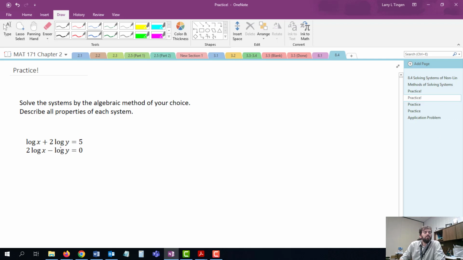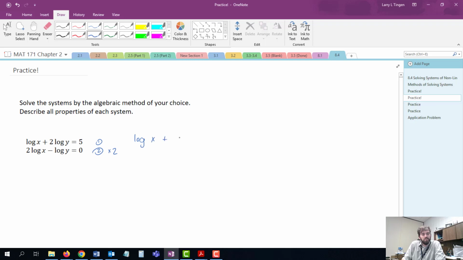What I would love to do, I don't really want to deal with substitution here. Elimination looks like a much better method to me. So equation 1, equation 2. If I multiply equation 2 times 2, I'll be able to get rid of the log y's, right? Because I'll have 2 log y minus 2 log y. So equation 1 does not change.